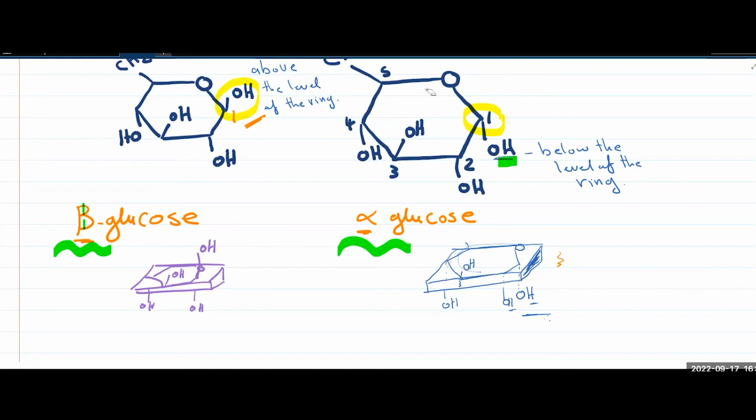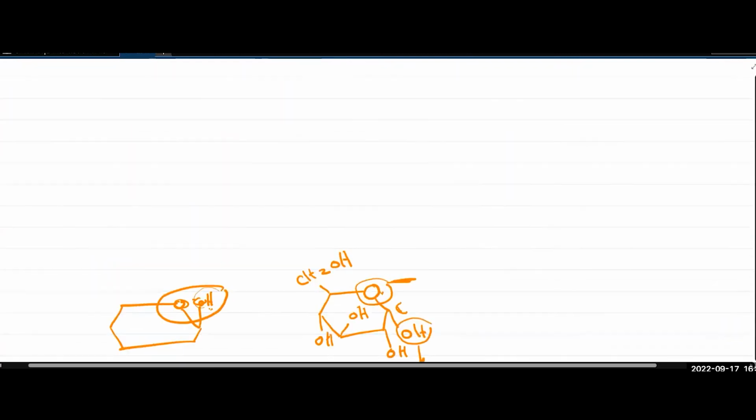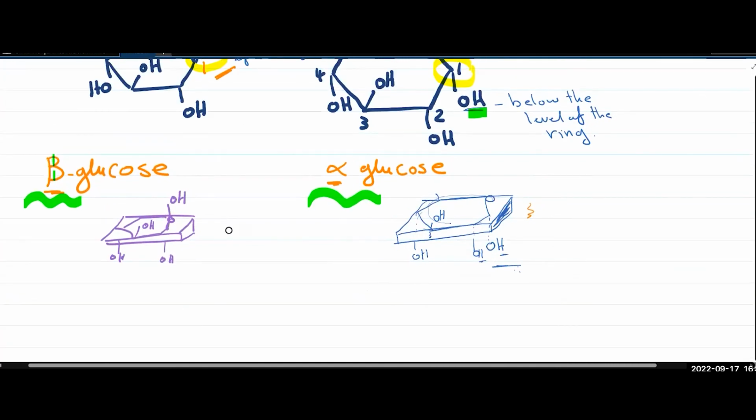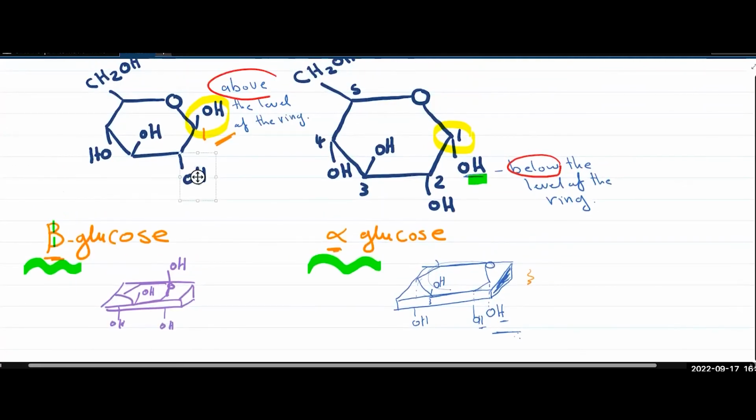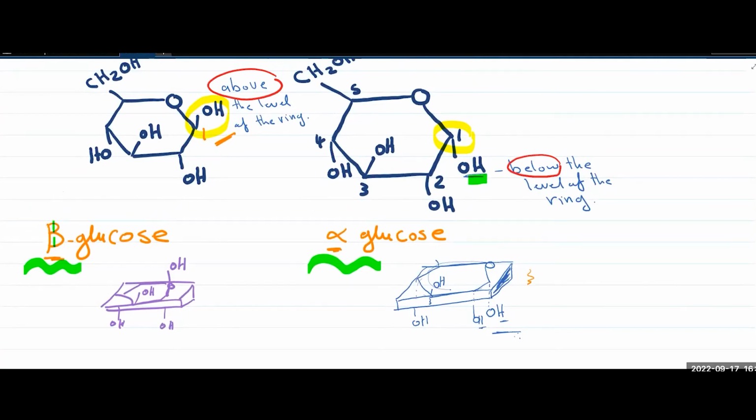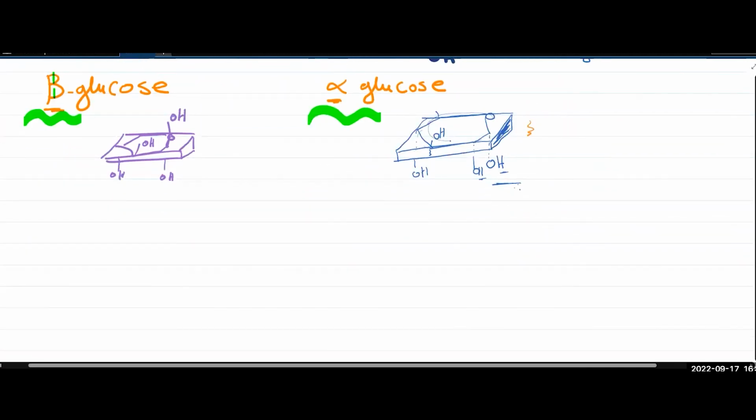Beta glucose is when the hydroxyl group of carbon number 1, not bottom, not top, we will use these 2 words: below the level of the ring or above the level of the ring. Not bottom, not top. Be specific in your wording, below or above. If it's below, it will be alpha. If it's above, it will be beta. Is it clear? Okay, correct. Thank you.